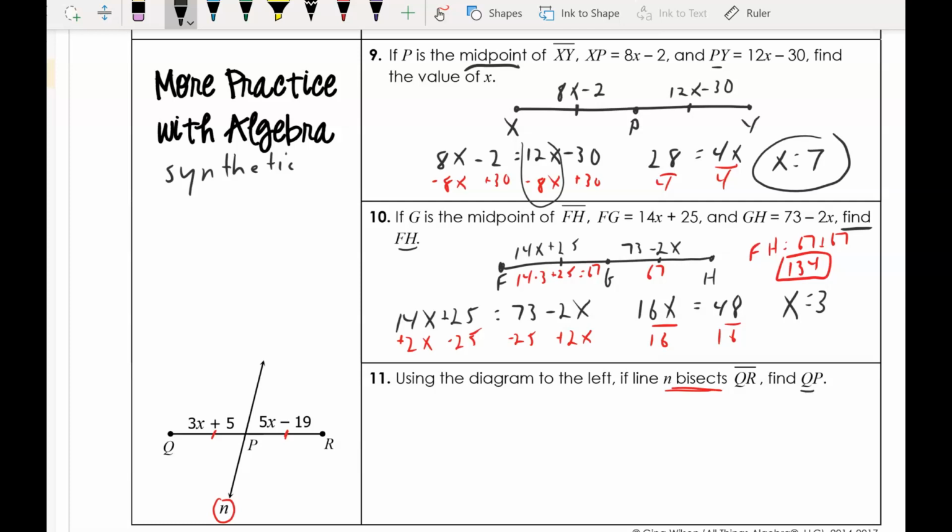So why don't you see if you can work that out. Don't stop when you find x. Keep going until you know what QP is. Okay, I'm going to pause the video. I want you to pause it.